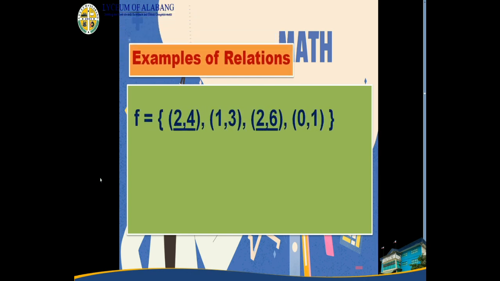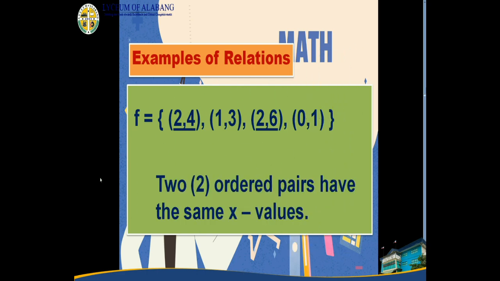Last example of relations. F is equal to the set of (2, 4), (1, 3), (2, 6), (0, 1). The last example shows that two ordered pairs have the same x values.